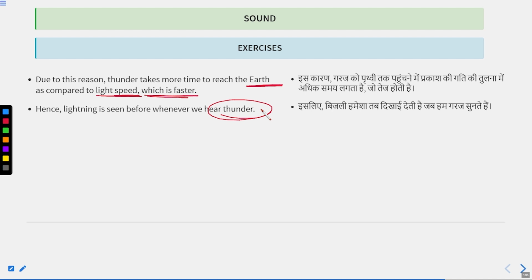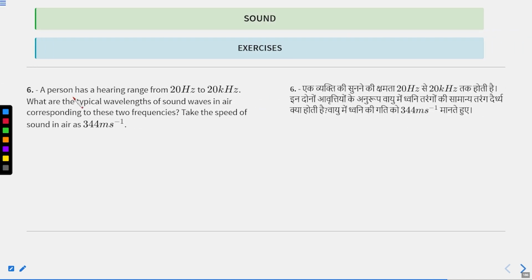Now, the next question is question number 6. A person has a hearing range from 20 Hz to 20 kHz. What are the typical wavelengths of sound waves in air corresponding to these two frequencies? Take the speed of sound in air as 344 meter per second.